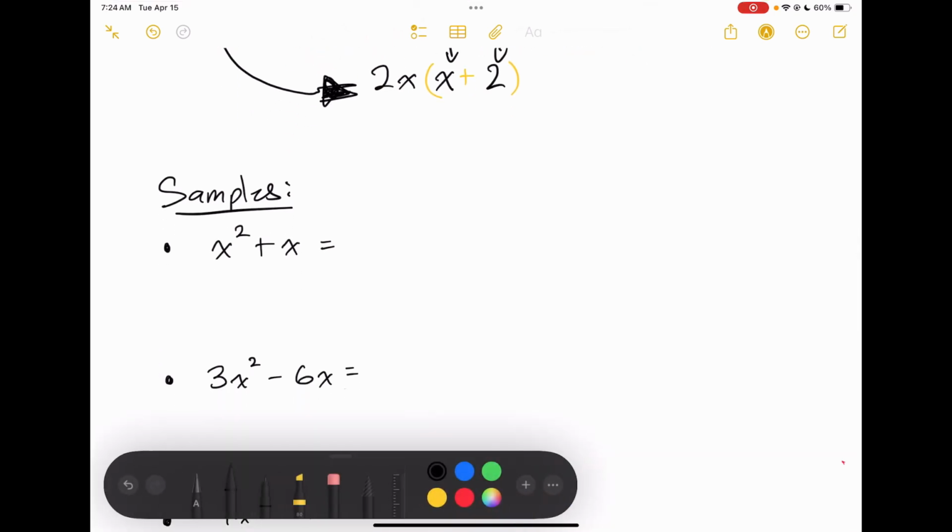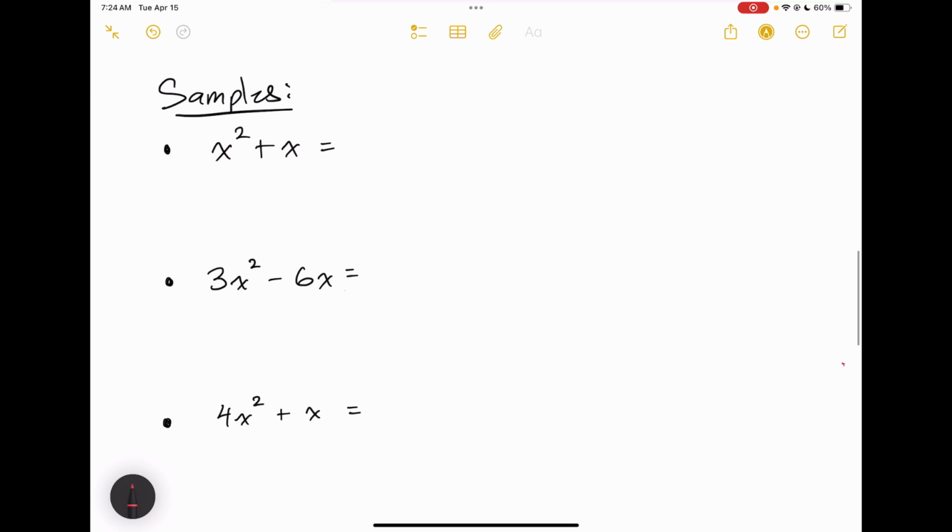Next up is samples. x squared and x. Let's start off with GCFs. We know the GCF of x squared and x is going to be just x. So that's our GCF. Now, divide each term. x squared divided by x. We know that one as well is just going to be x. Well, x divided by x, well, it's a number divided by itself, so it's just going to be 1.